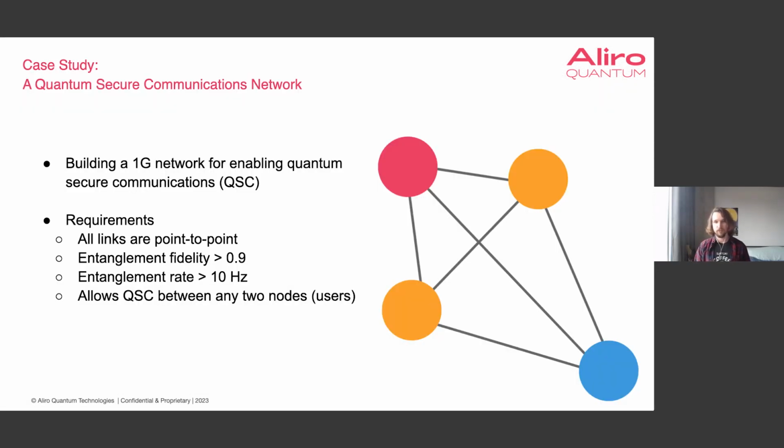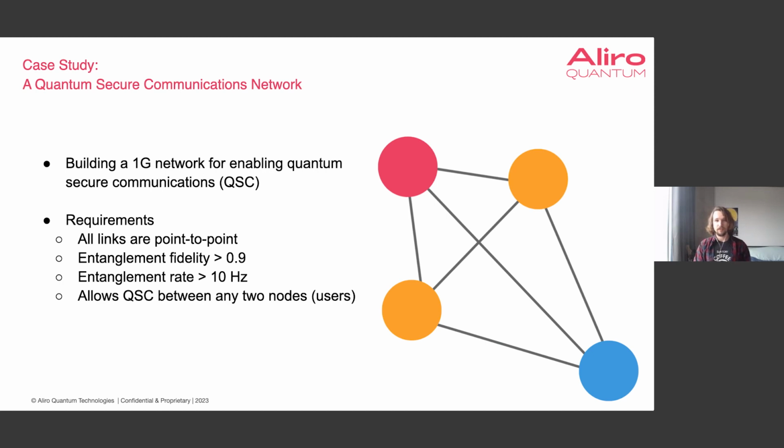So suppose that we're building a first generation network that enables quantum secure communications. And let's suppose that we have the following requirements on the full scale network. So first, all of the links in the network are point to point. Next, we require that the network distributes entanglement with a minimum fidelity of 0.9 and at a rate of 10 entanglements per second between any two network nodes. And lastly, we require the ability to run quantum secure communications between any two network nodes in the network.